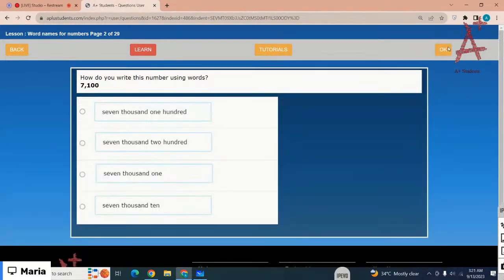How do you write this number using words? Which is the correct option? Which option is the correct one? Very good. That is 7,100. Option number 1 is the correct option, 7,100.